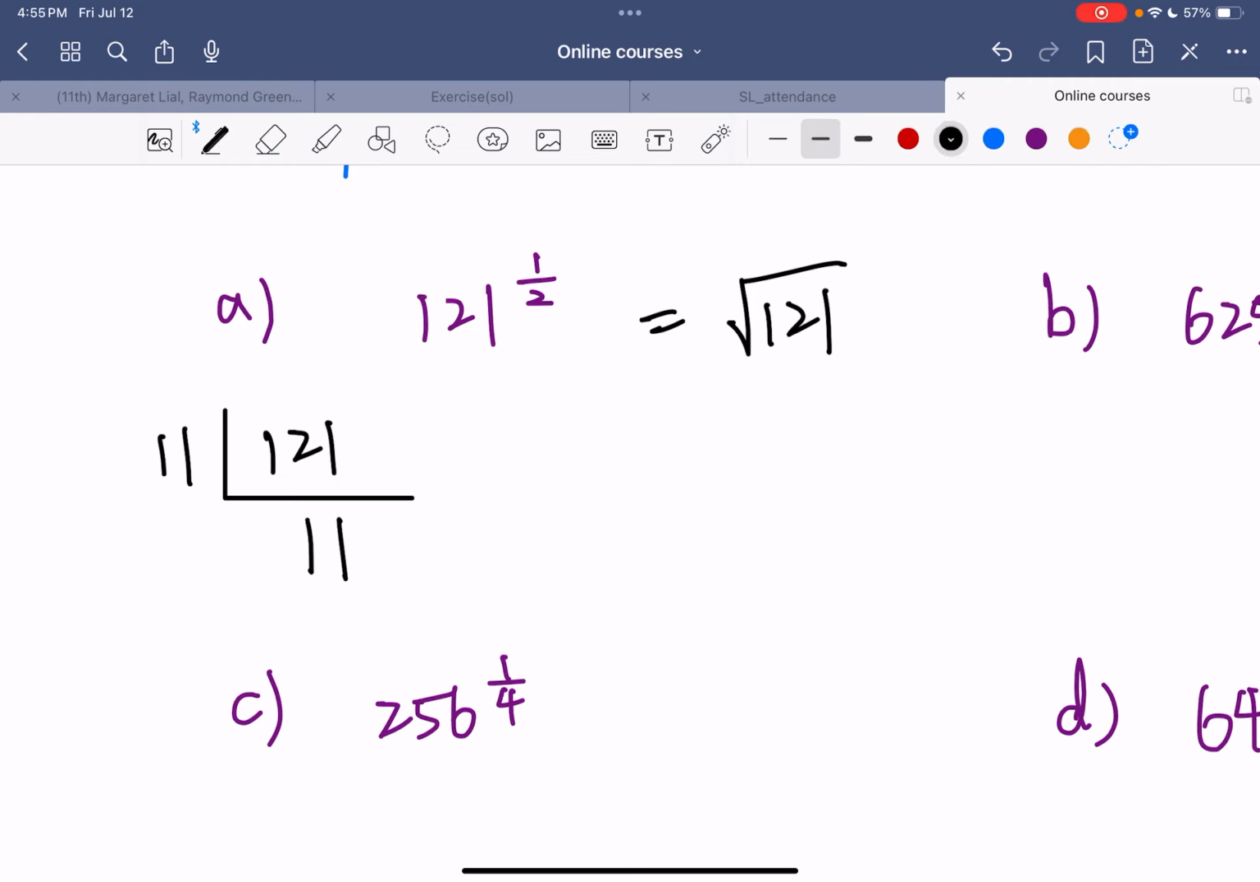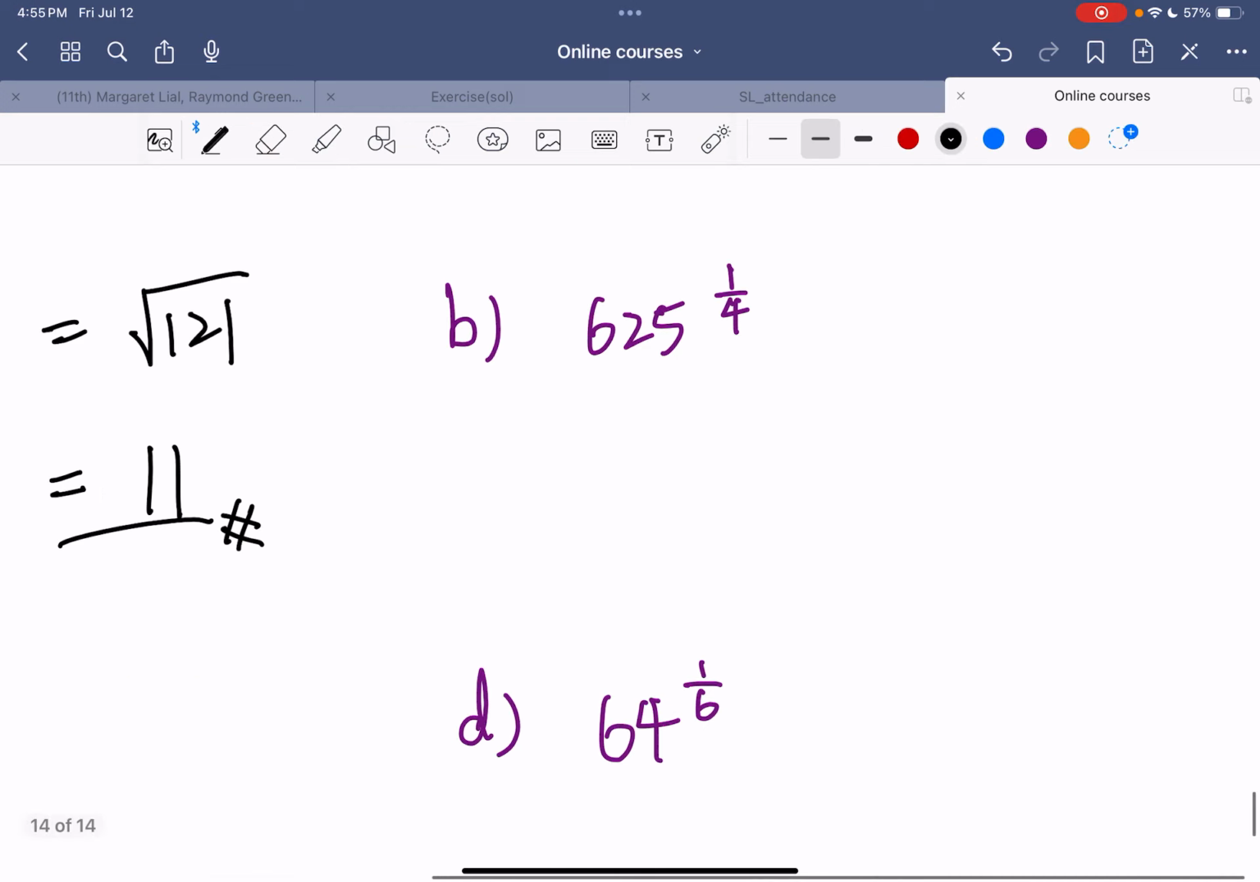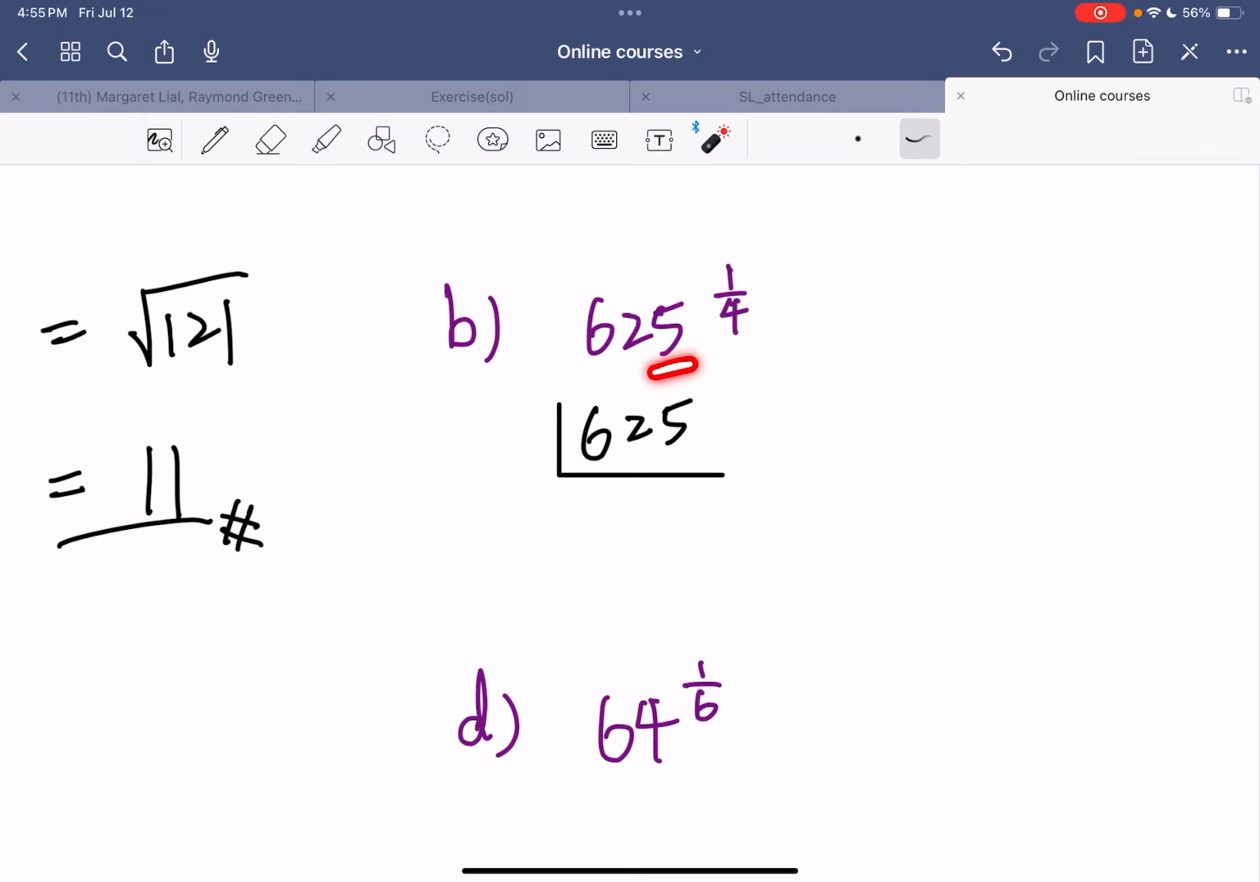So we can write this is equal to 11, since 11 squared is 121. Okay. But this is not part of the answer, only this. Okay. So this one, we do the same thing, 625. Okay. So we want to find its factors. We know any number that ends with 5 or 0, it got a factor of 5. So I will use 5 here. And we divide 625 by 5.